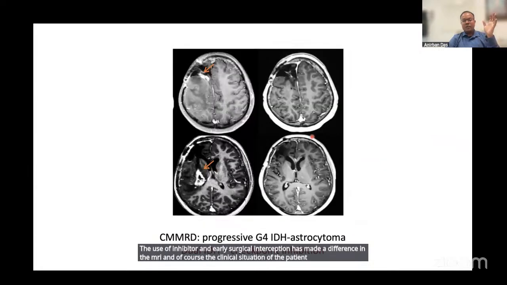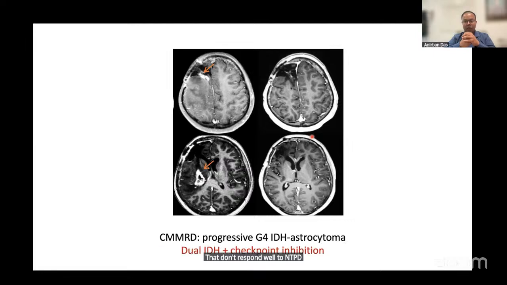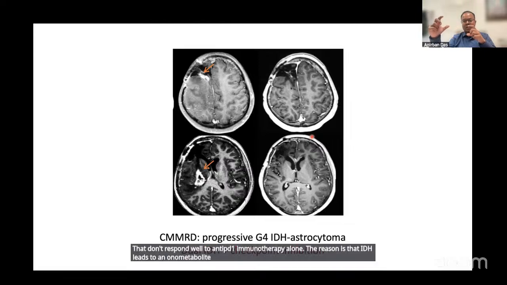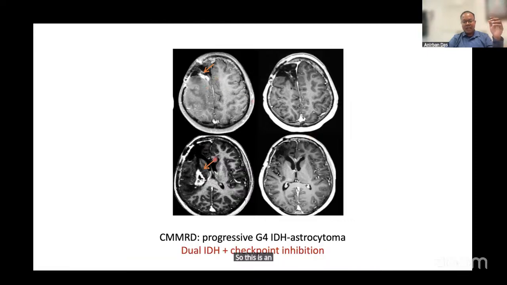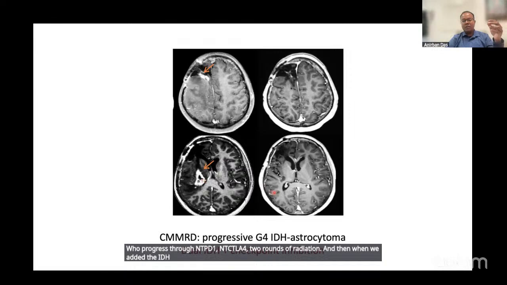The other concepts that we are using for cancer interception for high-grade gliomas comes from the mismatch repair story, because that can also lead or give rise to IDH mutant gliomas that don't respond well to anti-PD-1 immunotherapy alone. The reason is that IDH leads to an oncometabolite called 2-hydroxyglutarate that immune suppresses the microenvironment. So this is an MRI of a child with IDH mutant astrocytoma on the backdrop of CMMRD who progressed through anti-PD-1, anti-CTLA-4, 2 rounds of radiation. And then when we added the IDH inhibitor, the child responded.